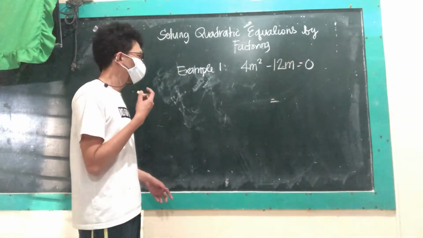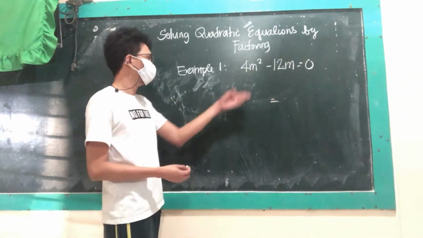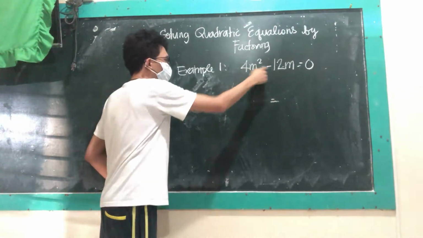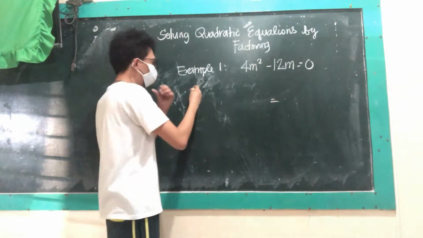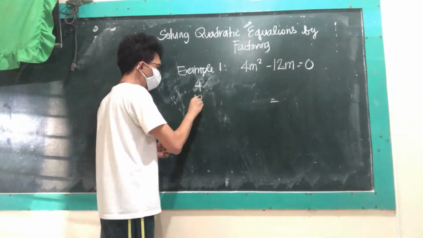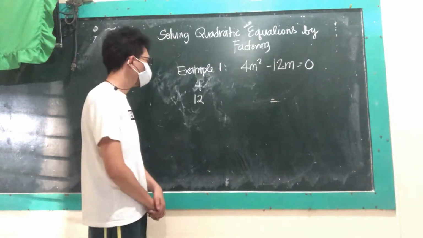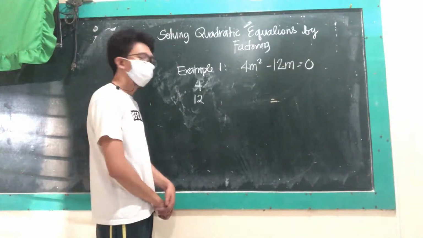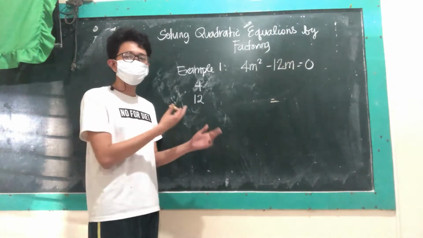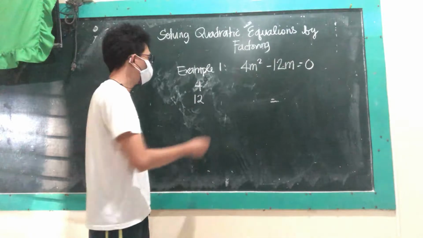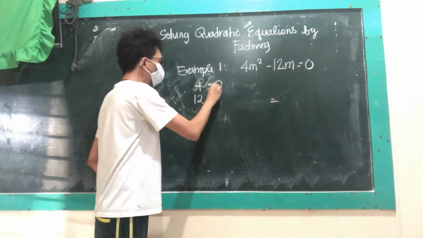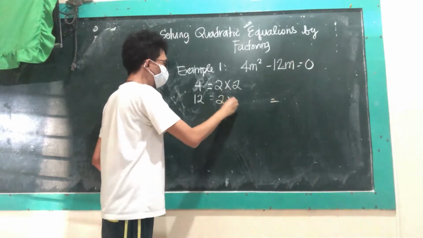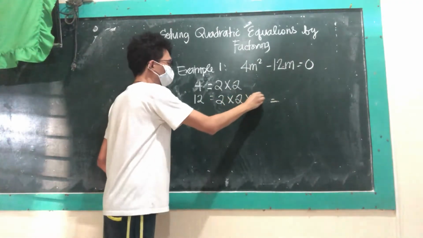In solving for the common monomial factor of 4m squared and 12m, we are first going to get the numerical coefficients. 4 and 12 are our numerical coefficients. We will get the prime factors of 4 and 12. For 4, we have 2 times 2. And for 12, we have 2 times 2 times 3.